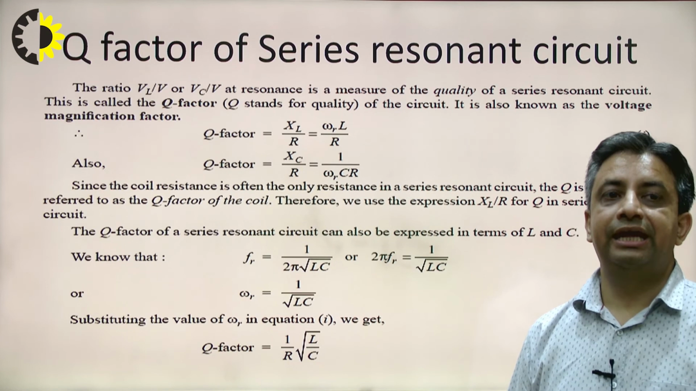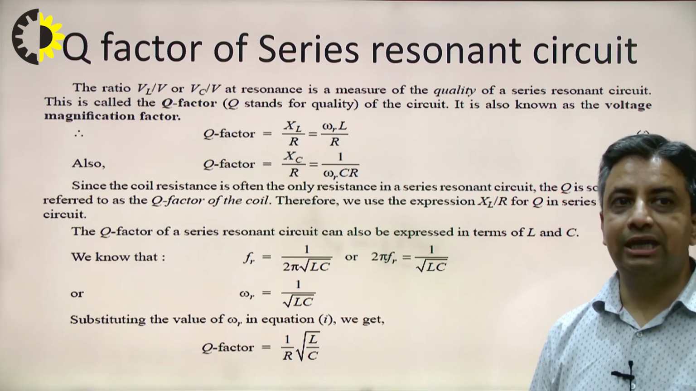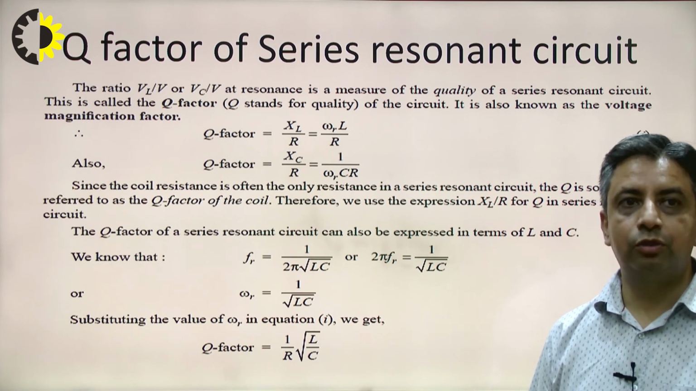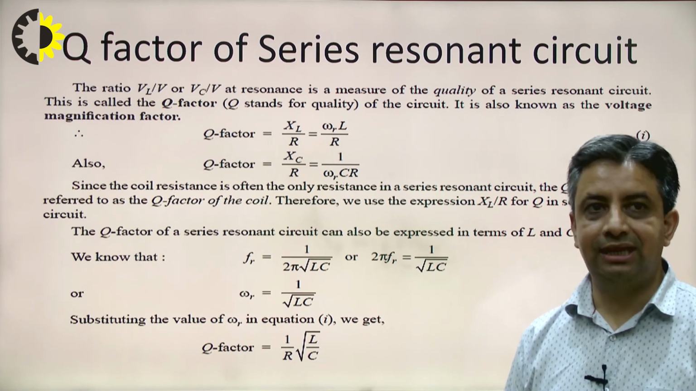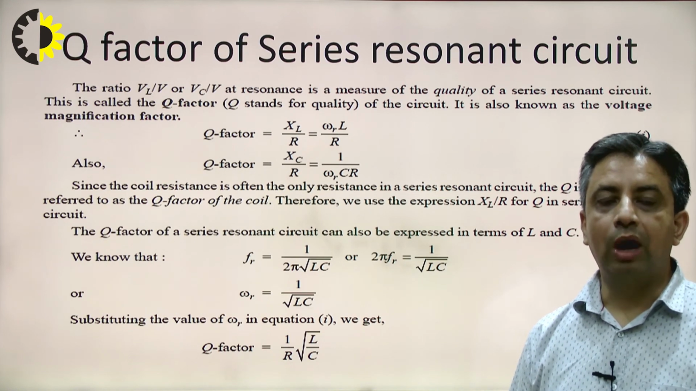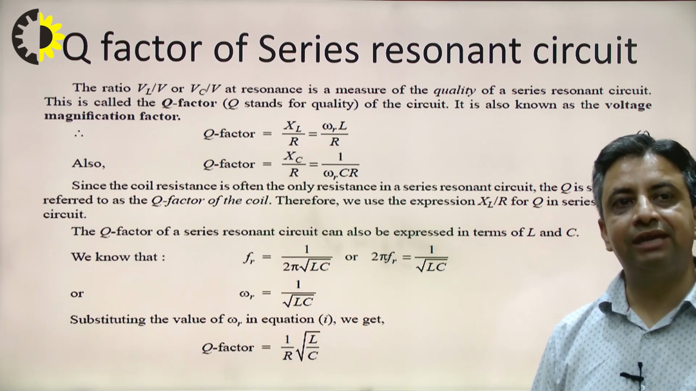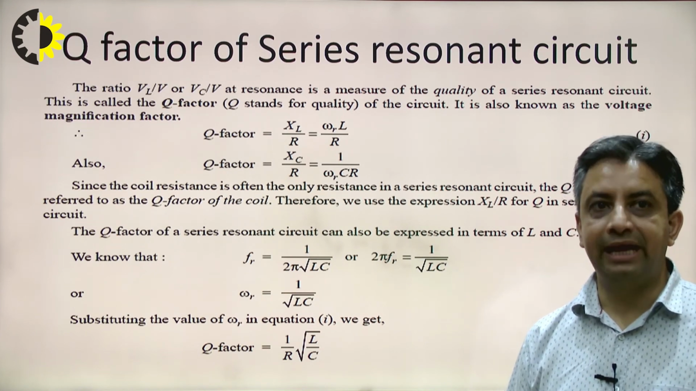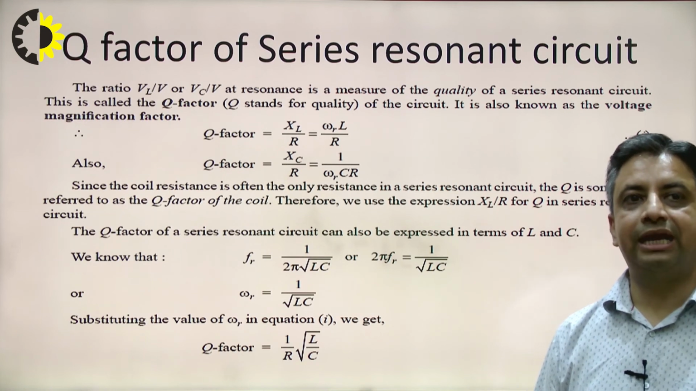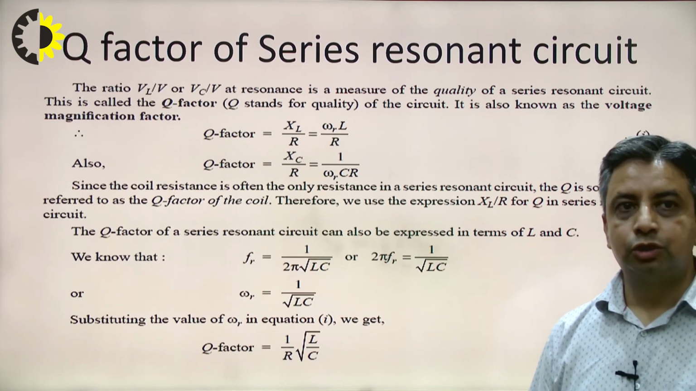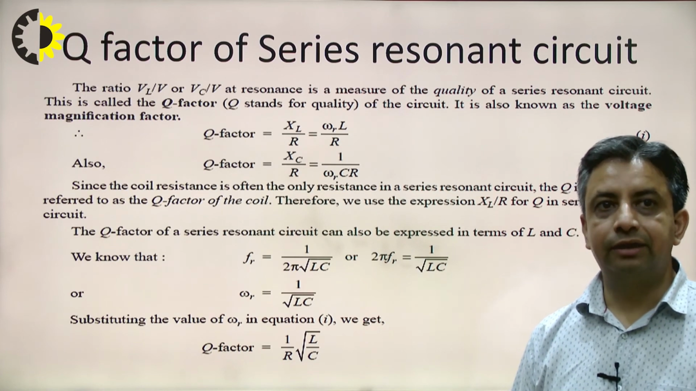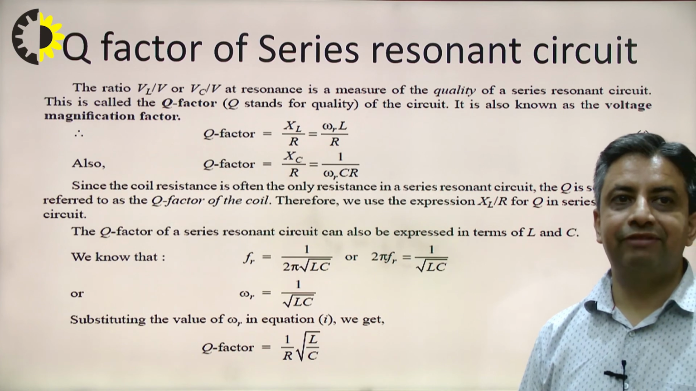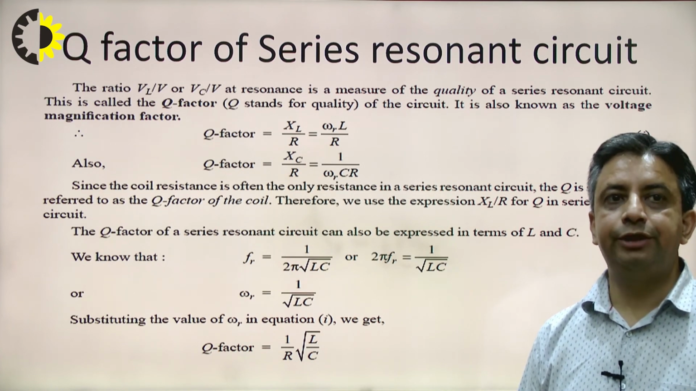If we write the expression, quality factor will be equal to VL by V, and we know that VL is equal to I into XL and V is equal to I into R in this case. So I gets cancelled out. That's why the quality factor is directly written as XL by R. Now, XL is equal to omega L, where omega r, with small r, denotes the resonance condition. So the quality factor can be determined using this formula.